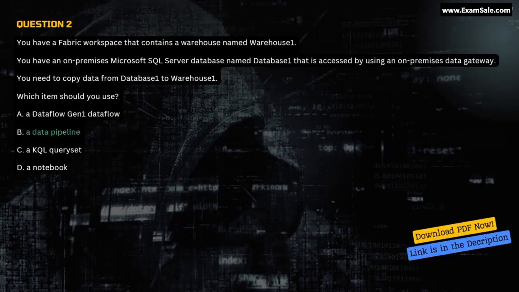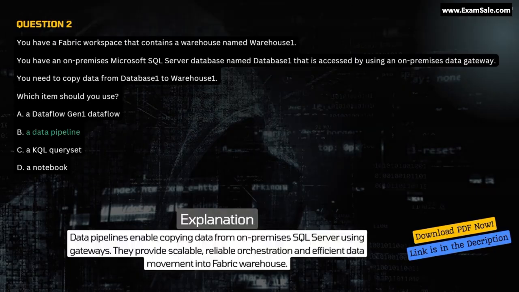A data pipeline. Explanation: Data pipelines enable copying data from on-premises SQL Server using gateways. They provide scalable, reliable orchestration and efficient data movement into Fabric Warehouse.